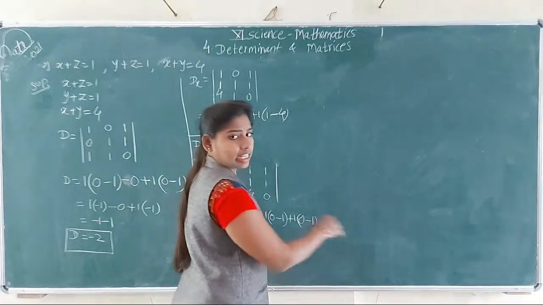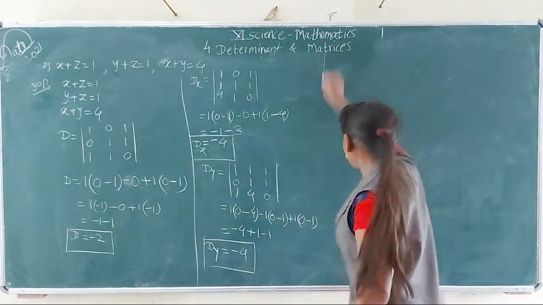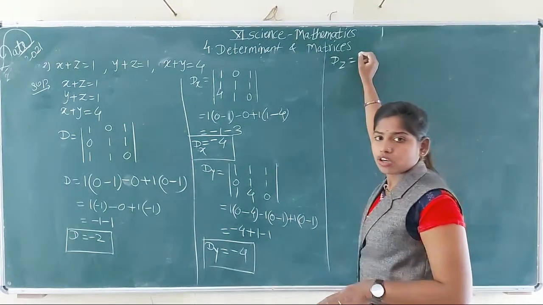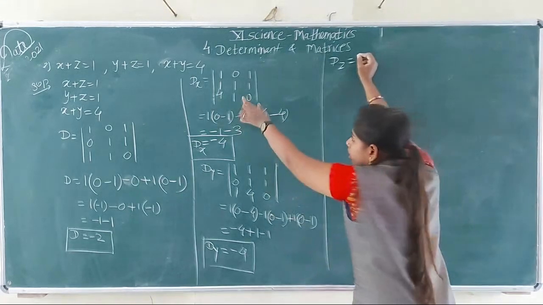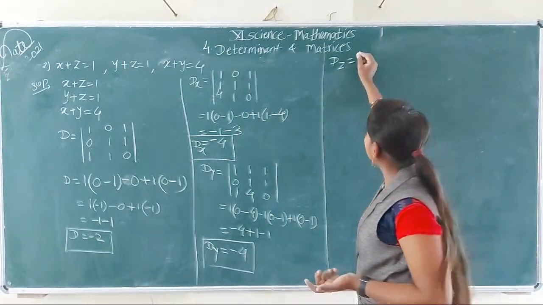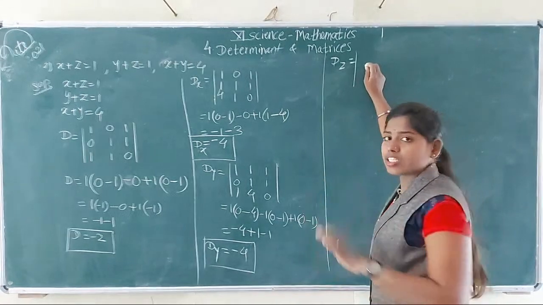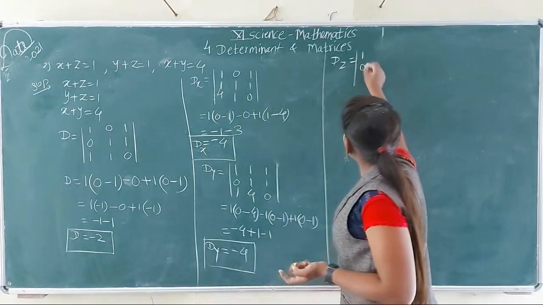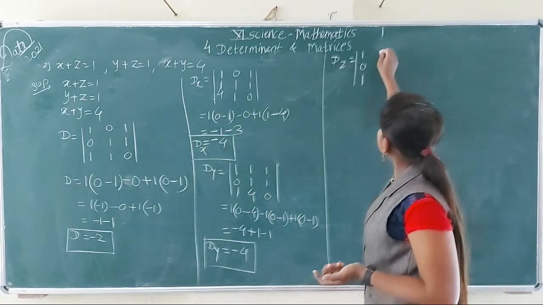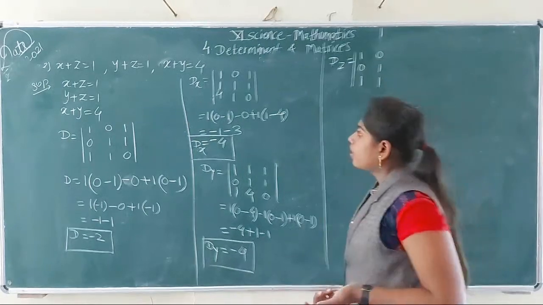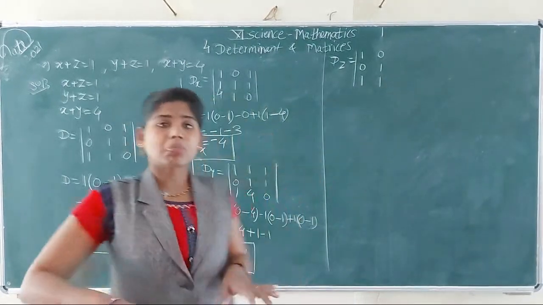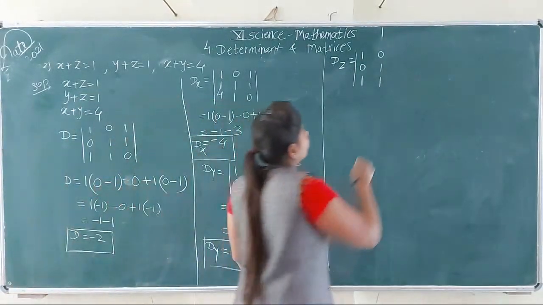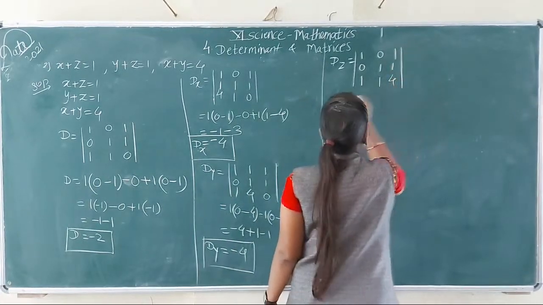Then next Dz. So Dz, for finding the value of Dz, replace coefficient of z. Replace coefficient of z for third column. Third column कशाने replace करणार? Constant term. So constant term and first column and second column as it is written. So first column is 1 0 1. Second column is 0 1 1. And coefficient of z कशाने replace करणार? Constant term. That is constant term is 1 1 4. Then solve this determinant.